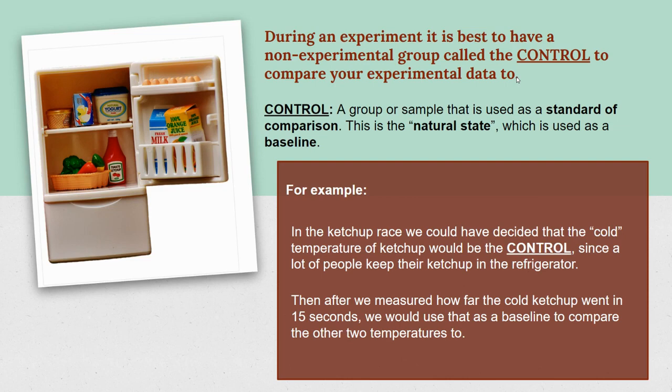For example, in the ketchup race, we could have decided that the cold temperature of ketchup was the control, since a lot of people keep their ketchup in the refrigerator. Then, after we measured how far the cold ketchup went in 15 seconds, we would have used that as a baseline to compare the other two temperatures to.